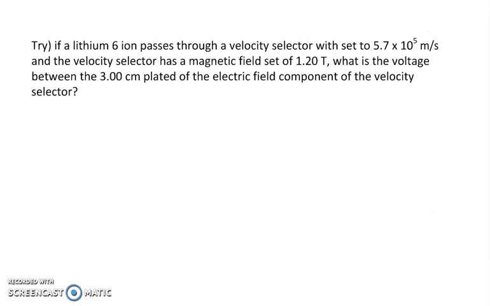Okay, this next one is another one for you to try. Pause the video, see if your answer matches the one that I've got here. We've got a lithium-6 ion passing through at 5.7 times 10 to the 5 meters per second. The magnetic field there is 1.2 Teslas, and the plates are 3 centimeters apart, and we're just trying to find what voltage we have applied here.